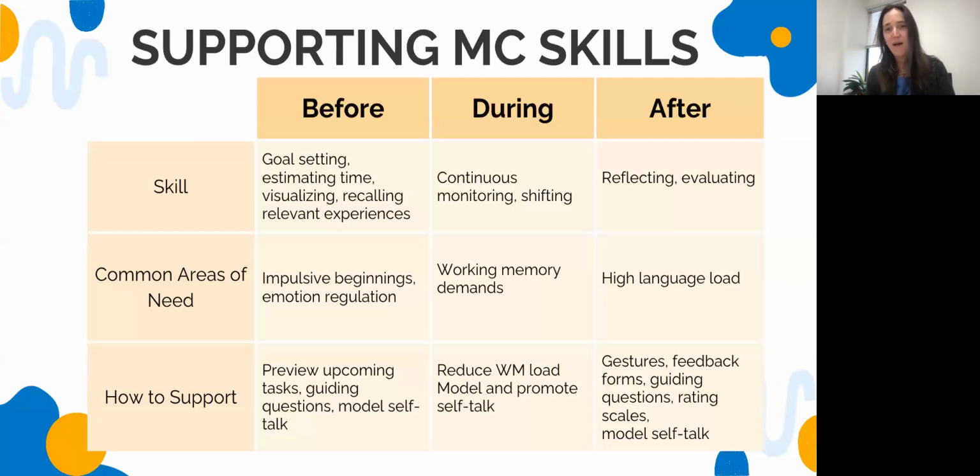We can incorporate feedback forms to reduce the language load. Asking guiding questions or rating things on a scale can reduce the language load. And again, we can model and incorporate self-talk to reflect and evaluate how something went. So using words like, I realized how we did something one way, this time that really worked for us. Or even like, I wonder how you think that went. So incorporating self-talk can also promote that reflecting piece.